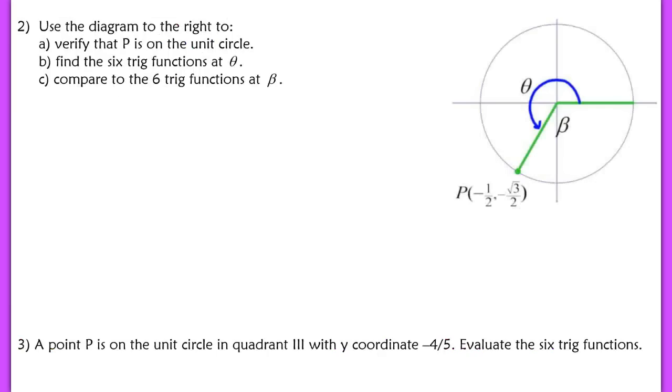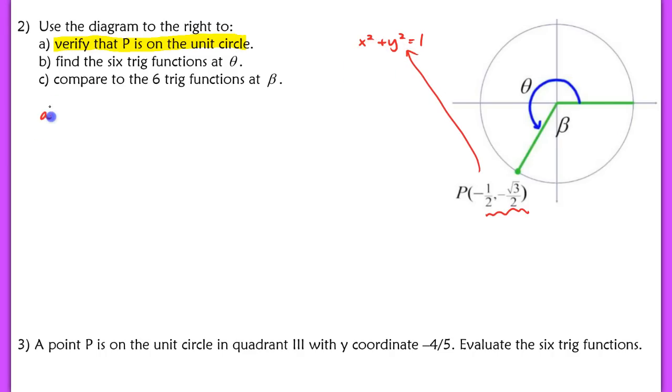Okay, now in problem 2, we're going to actually break this up into 3 different types of problems here. The first thing that we're going to do is verify that in the diagram here to the right, that P is on the unit circle. Now, in order for P to be on this unit circle, remember this circle here has the equation x squared plus y squared equals my radius here, which happens to be 1. So in order for this point to lie on this graph here, it has to satisfy this equation.